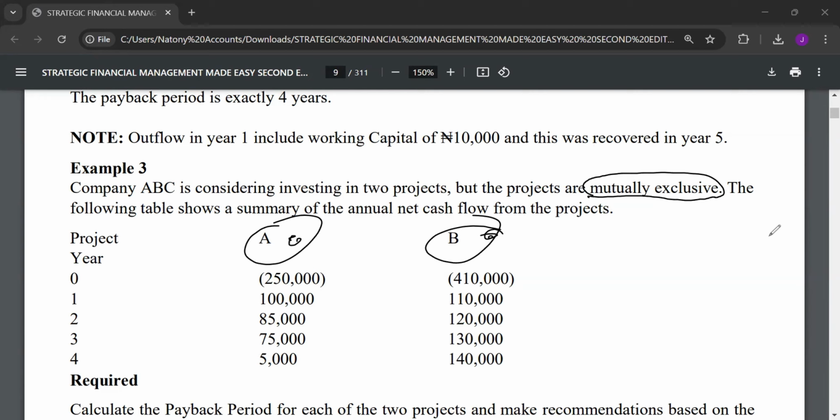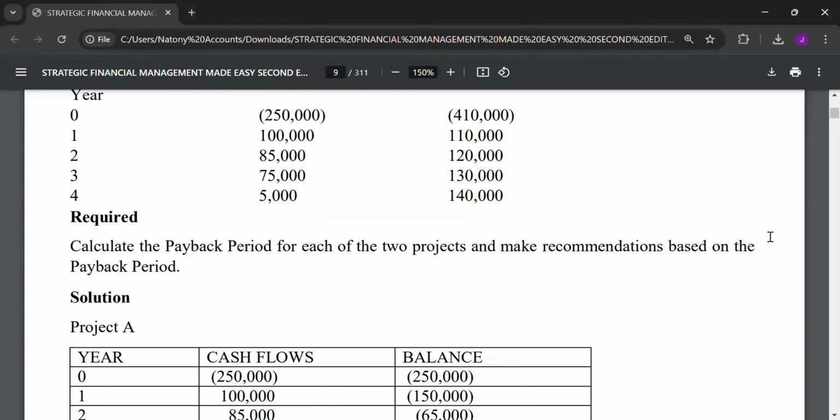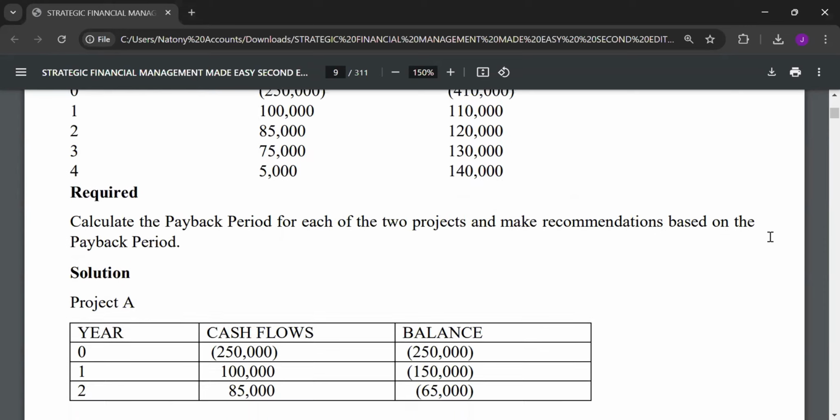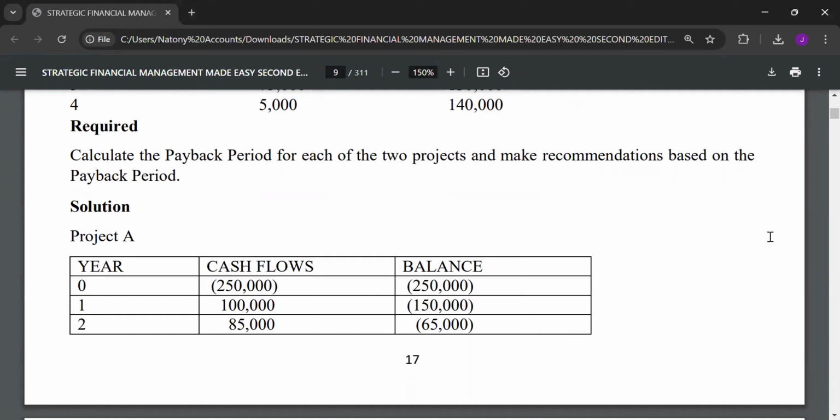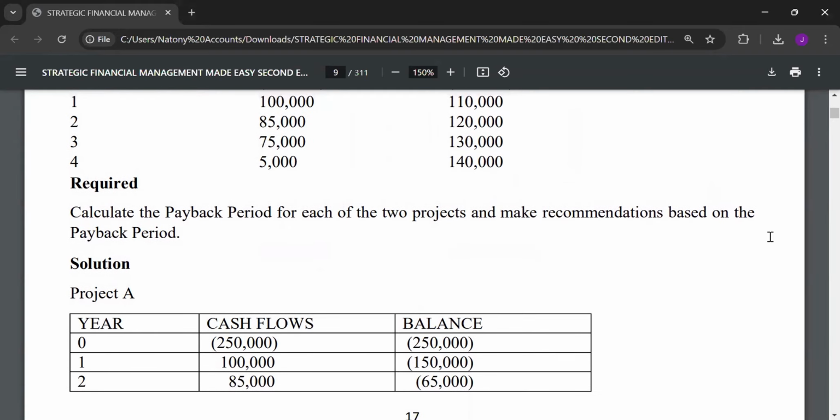So this is project 1, and this is project 2. So these are the outflows. So this is the initial requirement for project 1, initial requirement for project 2. So what is the requirement here? The requirement is to calculate the payback period for each of the 2 projects and make a recommendation based on the payback period. Okay. So if you look at it, this is project A.